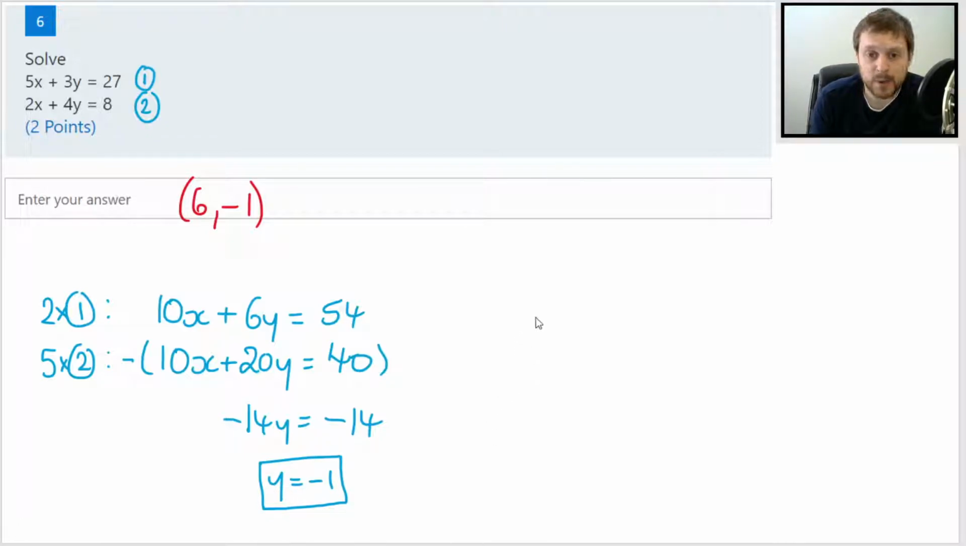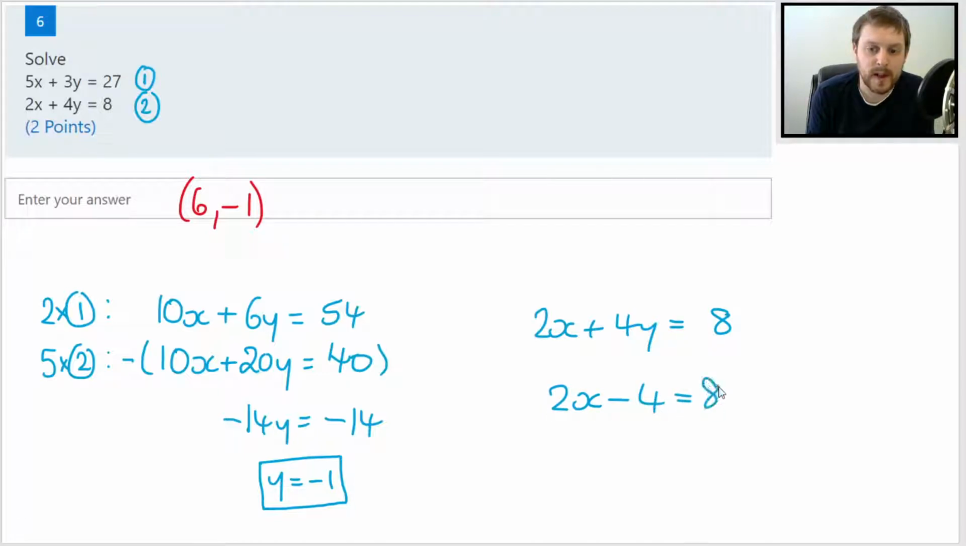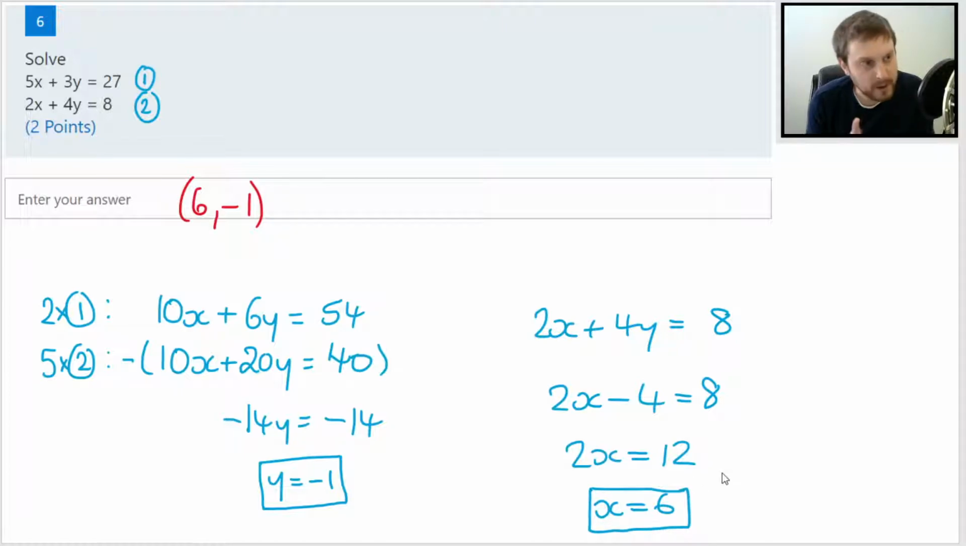And then I would just substitute that back in. So 2x add 4y is 8. So 2x minus 4 is 8. 2x will equal 12. X will equal 6. And if I was doing it this way round, what I'd have to be careful of is that I shouldn't write minus 1, 6. X comes before y, so I will put 6, minus 1. And I get the same answer as I did before.